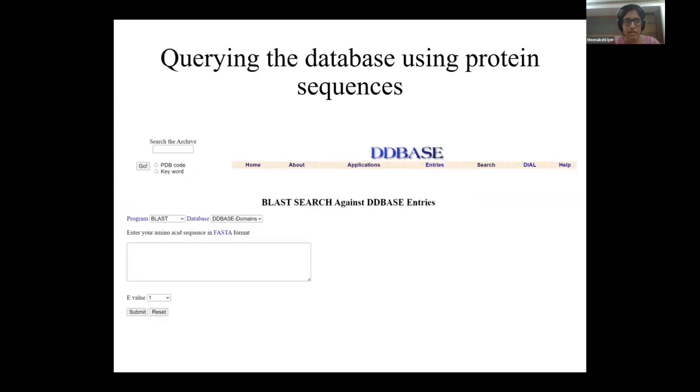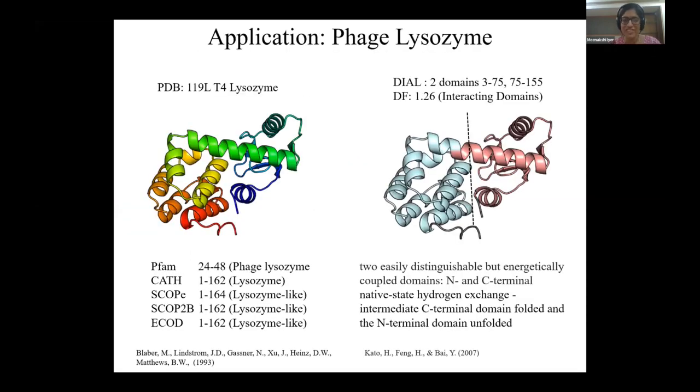Then, going back to the previous example of T4 phage lysozyme, we see that two domain definitions were proposed by Dial, here between residues 3 to 75 and 75 to 155. So these are structural domains which have been proposed, for the same PDB, whose ID is 119L.